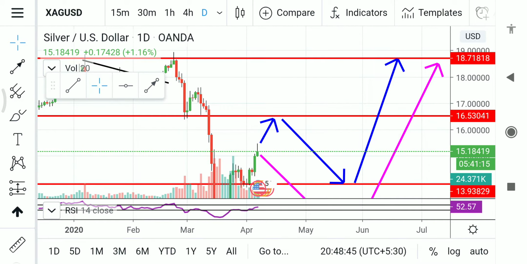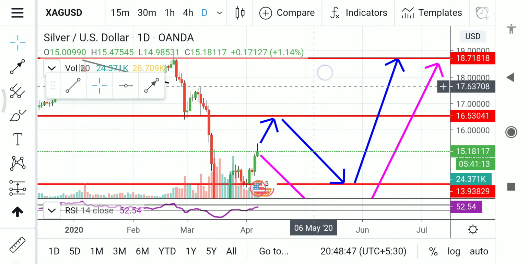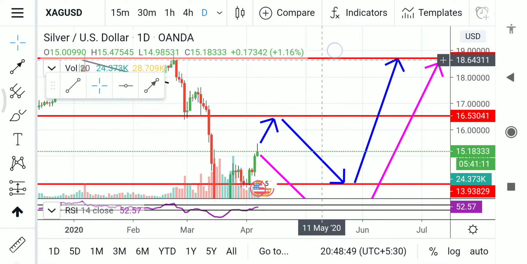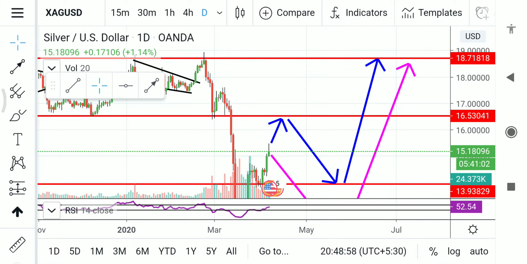higher regions. If it breaks that, then there's another resistance. The strong resistance will be somewhere around 18.80 to the $19 level. That is a strong resistance. Still it hasn't been broken.